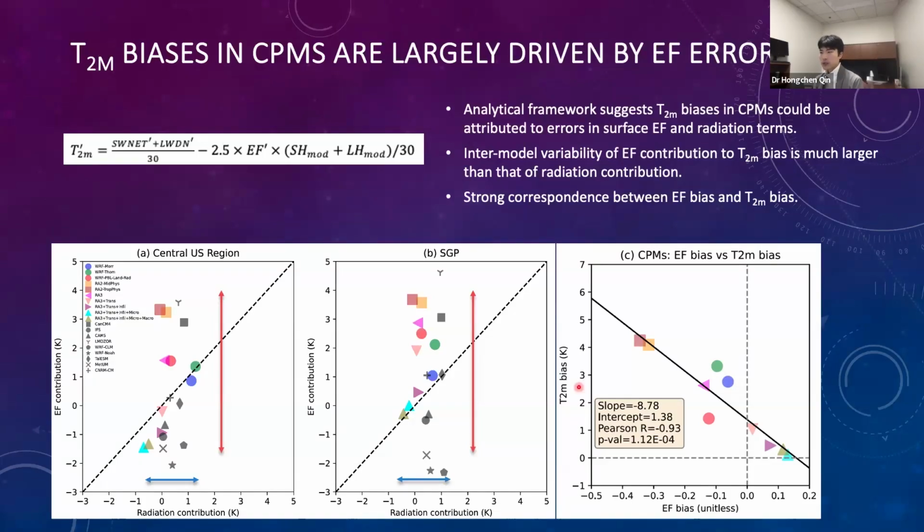So this analytical framework suggests that T2M bias in CPMs could be attributed to errors in surface EF and radiation terms. And interestingly, if you focus on the intermodel spread, the y-axis, that's the EF contribution, is much larger than the intermodel variability over the x-axis, the radiation contribution. So again, this underlines the importance of EF. We also found strong correspondence between EF bias and T2M bias during summertime over the central US across those CPMs.